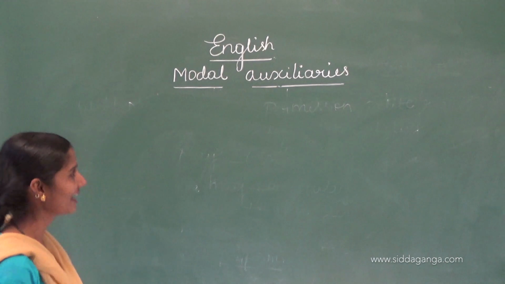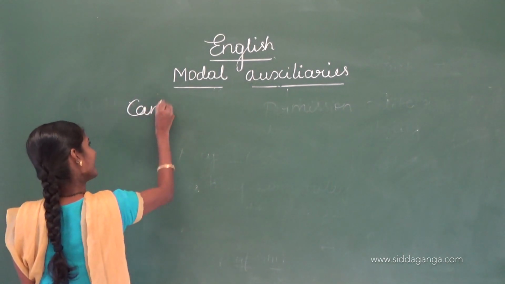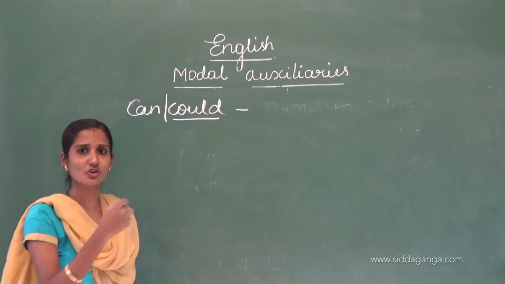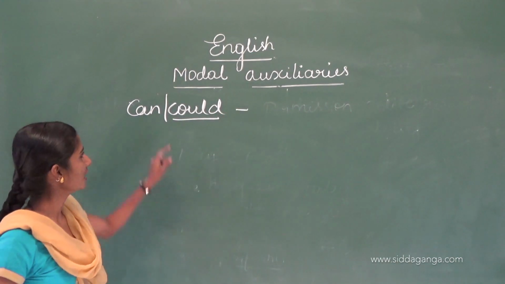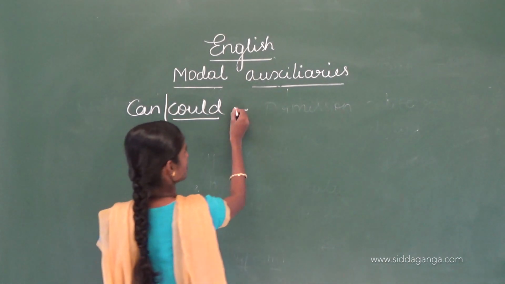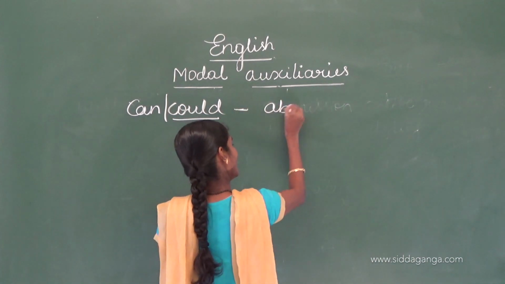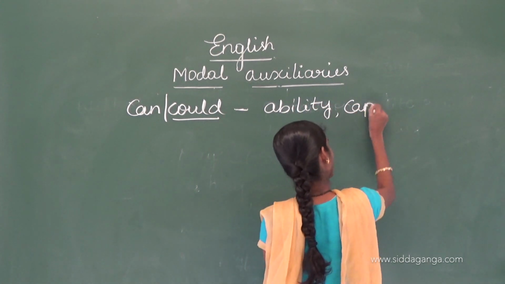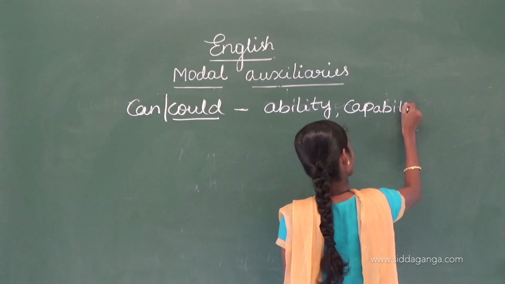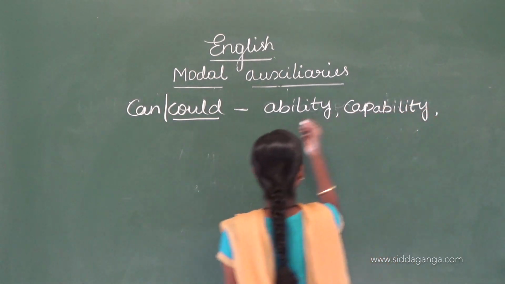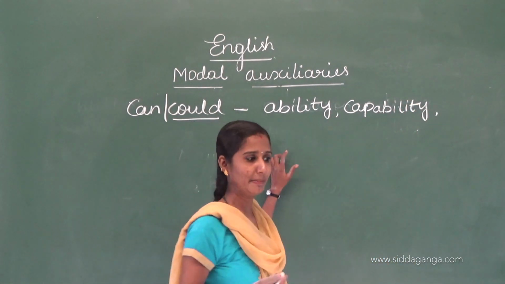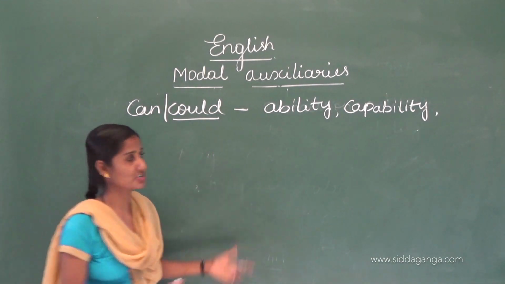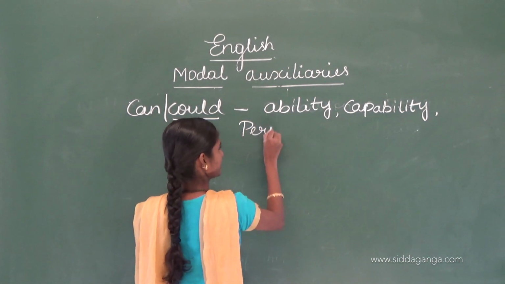Like that, can and could are used either in the past or in the present. Both we can use. Can and could, what do they express? They express the ability, capability. Okay, you can also take inability, incapability. Right, ability, inability, incapability, or giving the permission. It expresses also the permission.